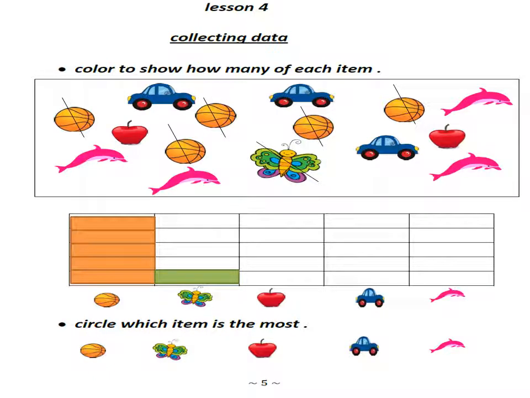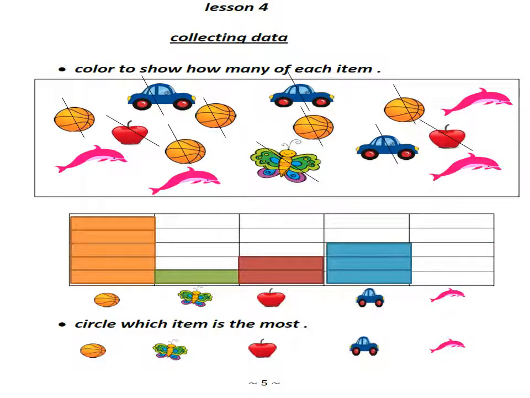The third shape here, apples. So how many apples here? 1, 2. So I will color 2 squares, okay? 1, 2. The next shape here is cars. How many cars here? 1, 2, 3. So I will color the 3 squares from down to up.